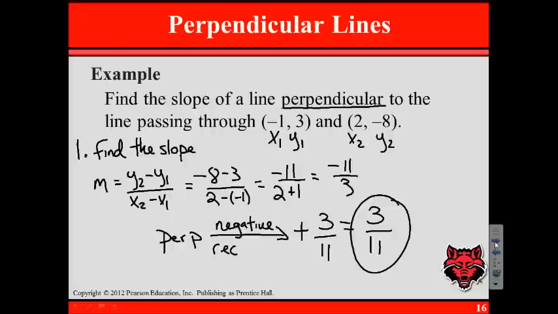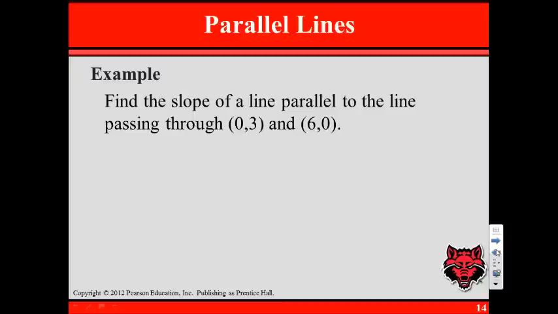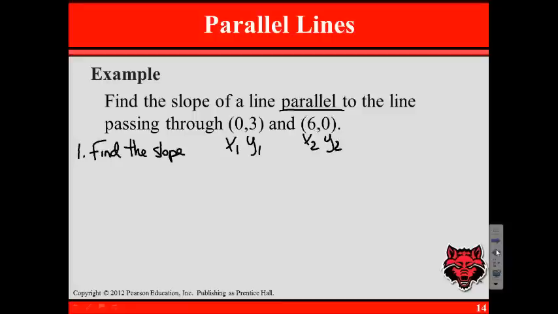Let's also work an example with parallel lines. Let's find the slope of a line parallel to the line passing through 0, 3 and 6, 0. So again, we have the keyword parallel. It could have just as easily been perpendicular. We go through the same process. First, we find the slope. To find the slope, we first label our points, x1, y1, x2, y2. We then write the slope formula, m equals y2 minus y1 all over x2 minus x1.